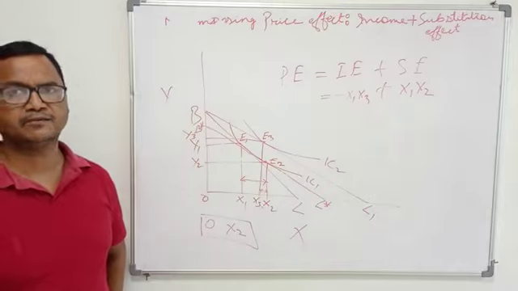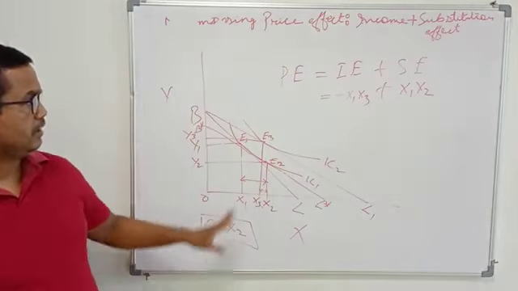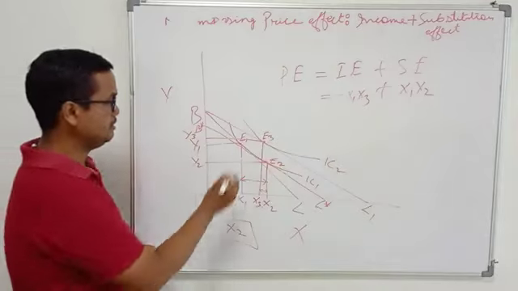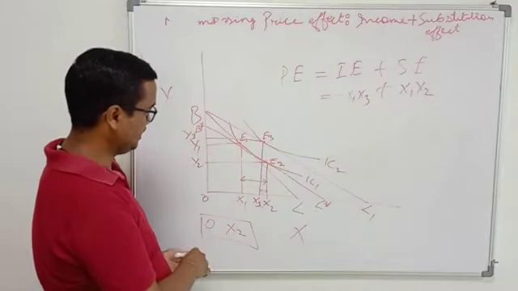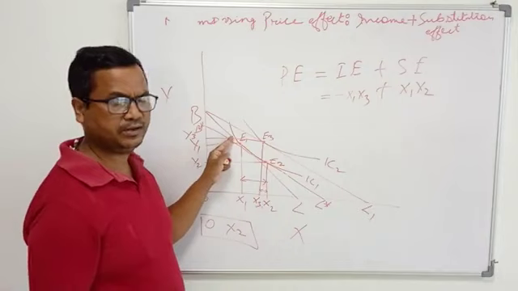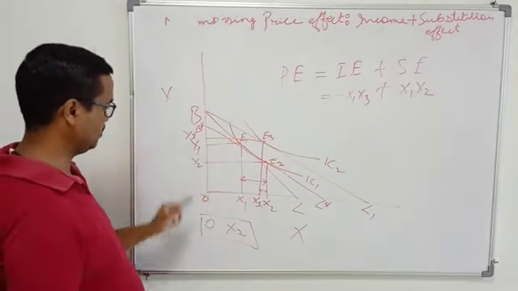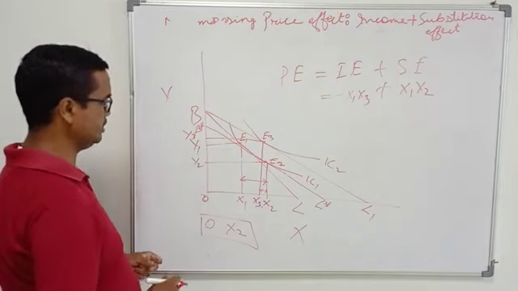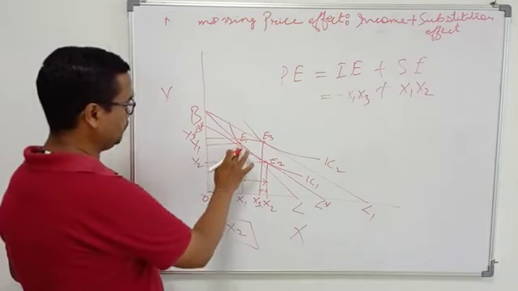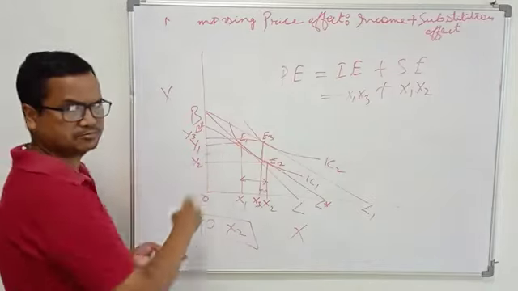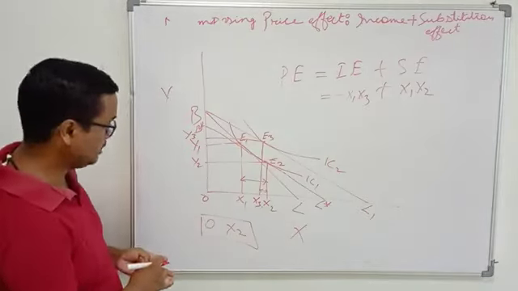Got it? So now, what exactly is the amount of price effect? Price effect is nothing but, initially on the original budget line, E1 is the equilibrium point. The consumer was purchasing OX1 of X good and OY1 of Y good. When the price of X is reduced, the consumer will move from E1 to E3. So it is the price effect. The total effect is what?